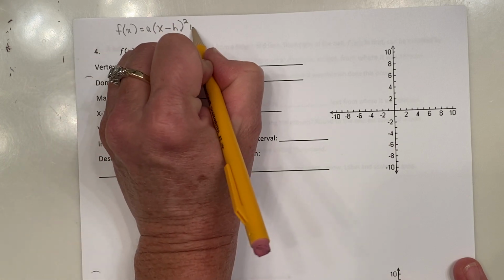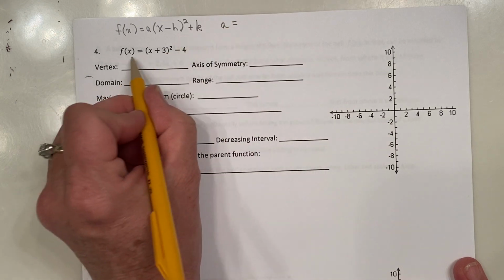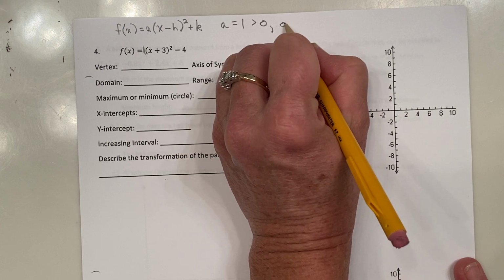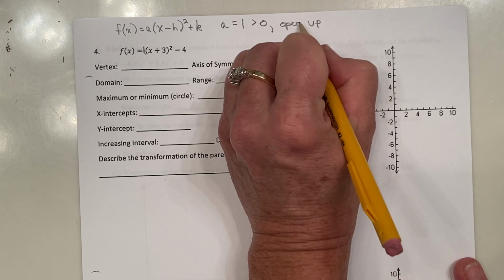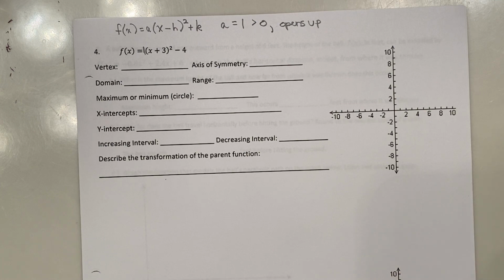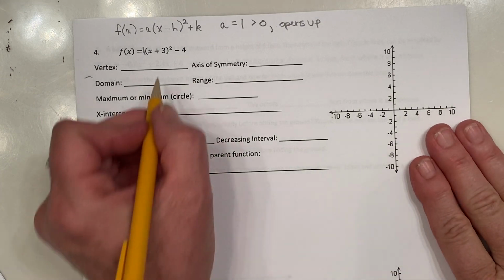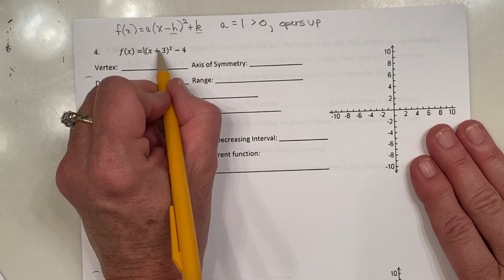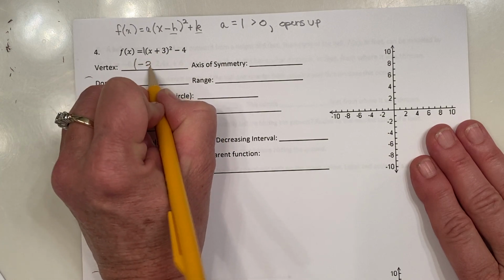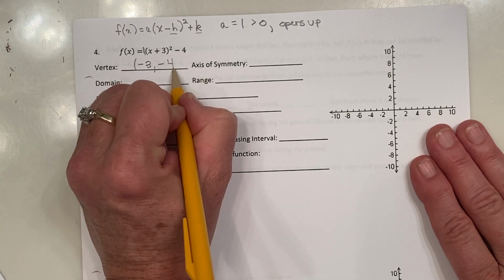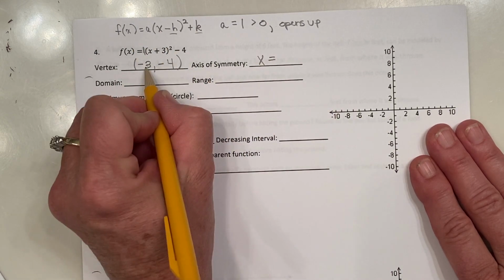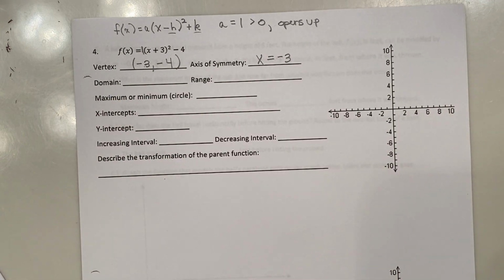Don't forget the square up here. I'm going to identify that a is 1, which is greater than 0, which means the parabola is going to open up. Okay, now I'm going to find the vertex. Well, the vertex is (h, k). So remember, I don't have a subtraction sign, so take the opposite, so that'd be -3, but keep the k value of -4. In this form, the axis of symmetry is x equals the x-coordinate, -3.